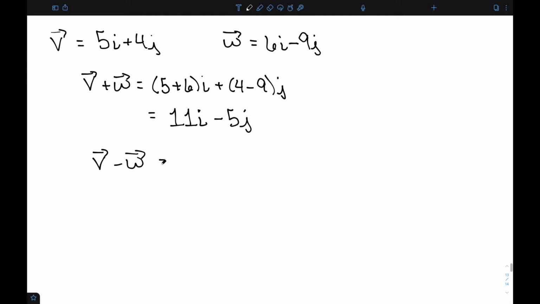If I want to subtract them and do v minus w, I would subtract the i numbers, so 5 minus 6, plus subtract the j numbers, 4 minus negative 9. 5 minus 6 is negative 1. 4 plus 9 is 13, so I end up with negative i plus 13j.